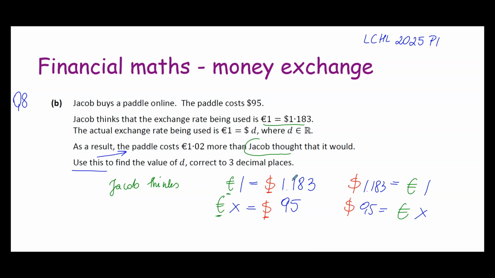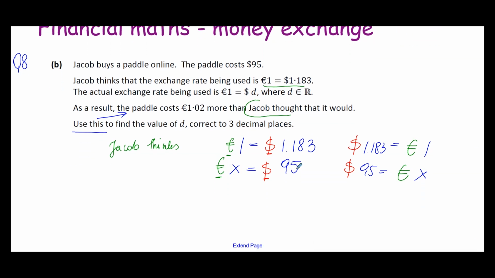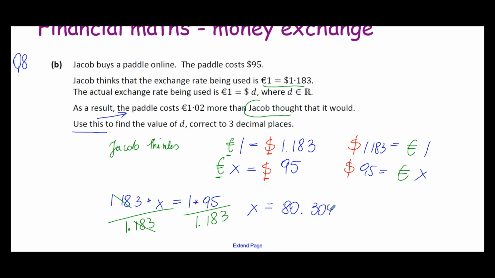We cross multiply it. And again, it doesn't matter which side you start. You can go 1 by 95, 95 by 1, x by 1.183, or whichever way you want. Any combination will be correct. I want to find the value of x, not x multiplied by a number. To eliminate multiplication, what do we do? We divide both sides of the equation. We put that in our calculator, and we get the answer 80.304. So that's what Jacob thinks he paid.